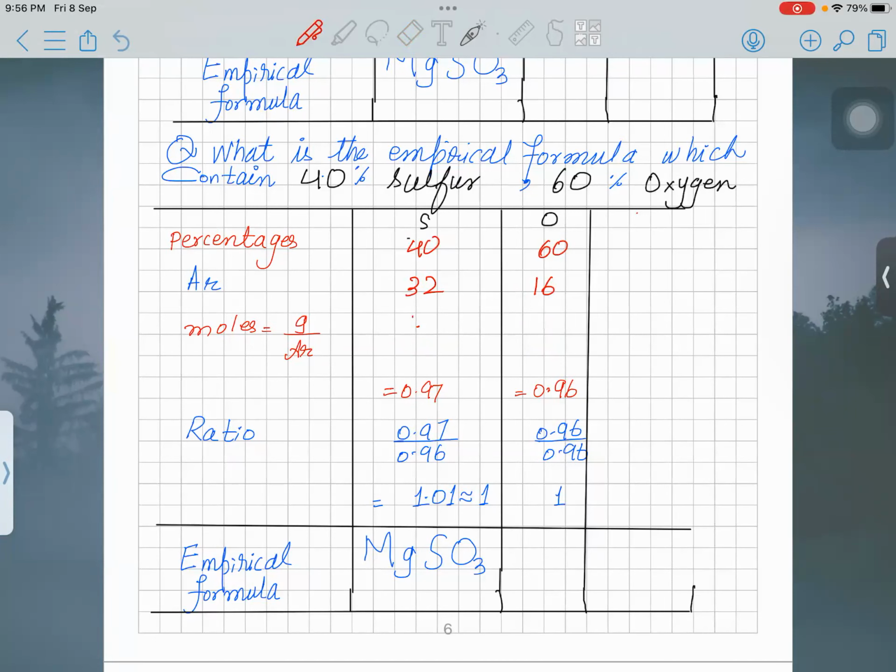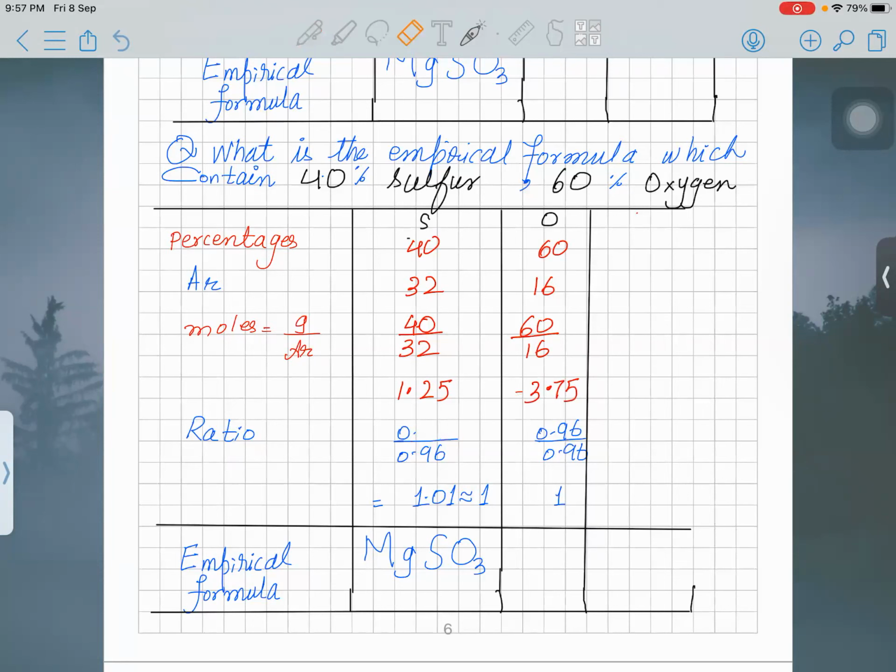So next is 40 divided by 32, and 60 divided by 16. 40 divided by 32 is 1.25. And 60 divided by 16 is 3.75.